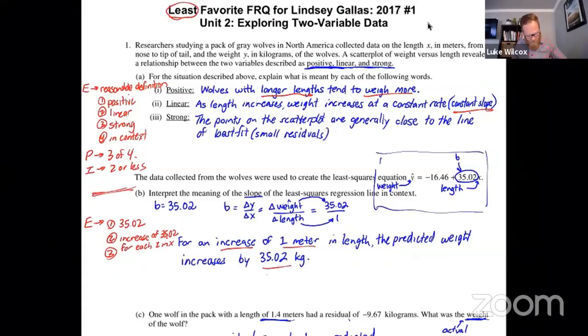And then finally, and this one's really important, number 3, the language you use. It is not the weight that goes up by 35.02, it is the predicted weight, or you could say on average, or estimated. So you have to have one of those types of words in there, rather than saying specifically the weight would increase by 35.02. So partially correct would be to have 2 out of the 3, and an incorrect would be 1 or 0.